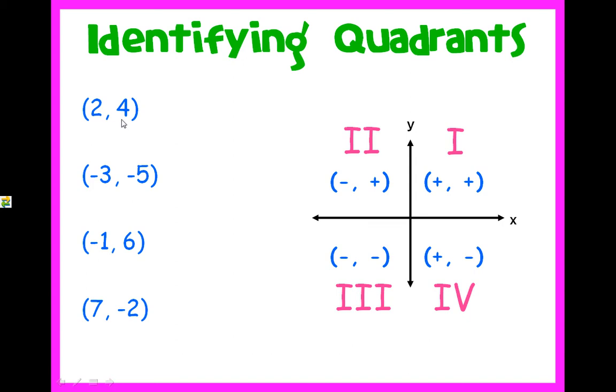So if you look over here, that is quadrant 1. Negative 3, negative 5 are both negative. So that would be located in quadrant 3. Negative 1, 6. The x is negative, so we'd be moving left, and then the 6 is positive, so that would be in quadrant 2. And then 7, negative 2 would be right 7, because it's on the x, and then down the y-axis 2, so it ends up in quadrant 4.